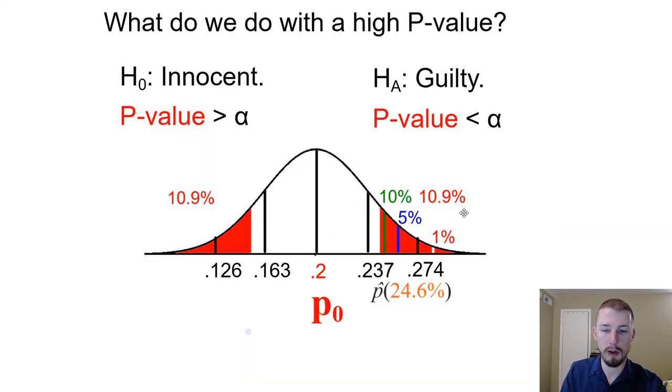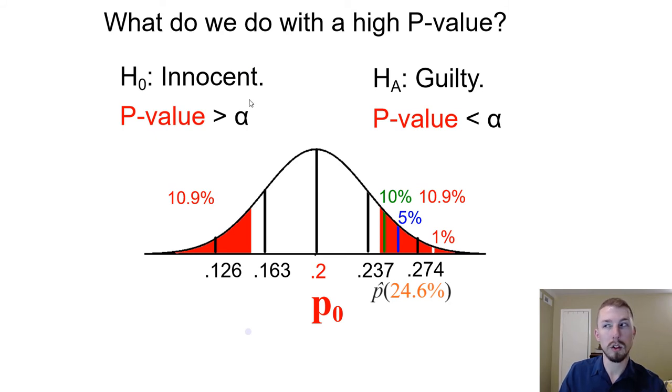We had a p-value of about 21.8%. If our p-value is greater than our alpha, then we fail to reject the null hypothesis. If the p-value is less than the alpha value, the level of burden of proof or the level of significance, then we would have enough evidence to reject the null hypothesis in favor of the alternative. So in this case, because our p-value was greater than our alpha of 5%, because 21.8% was greater than 5%, we fail to reject the null hypothesis.